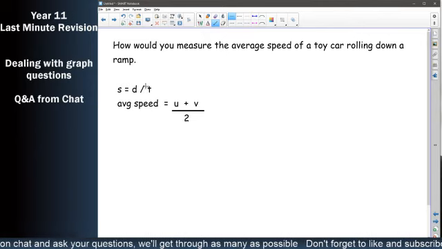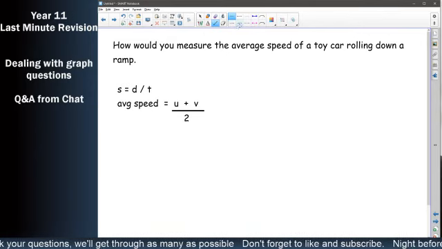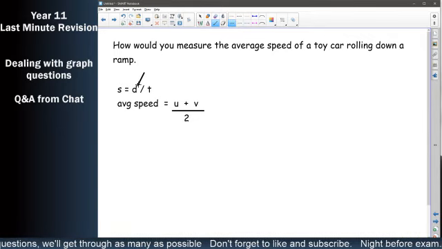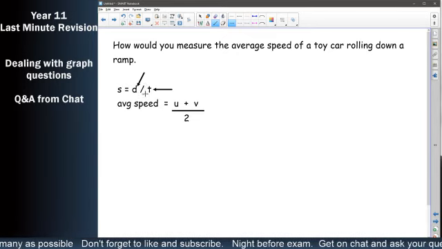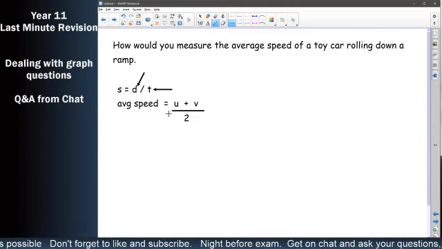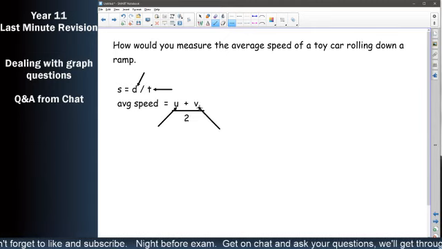So if I wanted to calculate the average speed by this method, I would need some piece of equipment in my lab that would allow me to measure distance and time. And straight up you can go, right, okay, distance you're probably talking meter ruler, tape measure, that type of thing. Time you're talking stop clock. For average speed as u plus v over 2, we need 2 speeds, a start speed and a final speed, and in both of those cases that's not quite as straightforward.